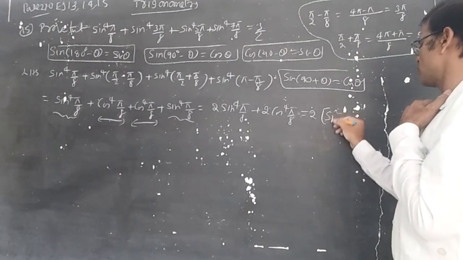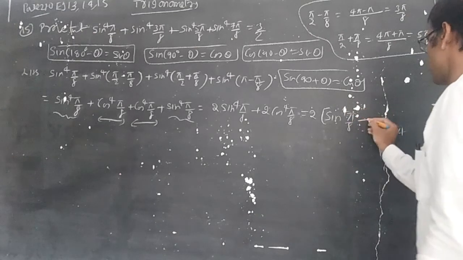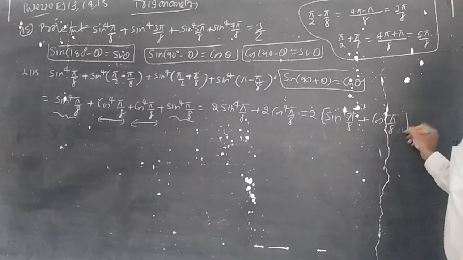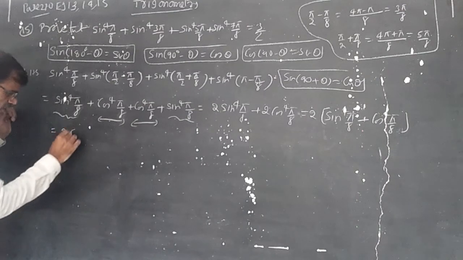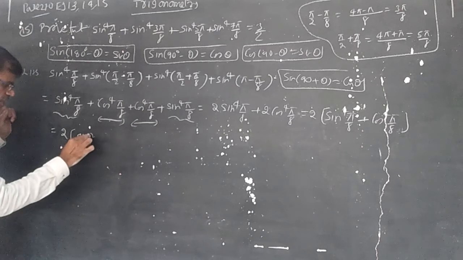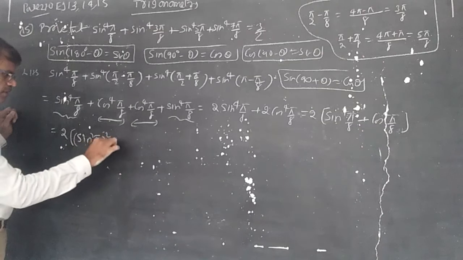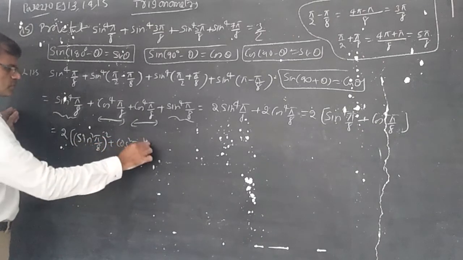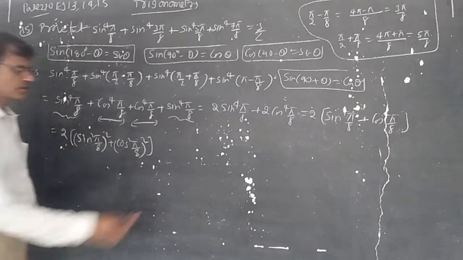Whenever you are taking 2 common, here you can write sin power 4 within the brackets: 2 into sin power 4 pi by 8 plus cos power 4 pi by 8. That is equal to, next step, sin power 4 can be written as sin square pi by 8 whole square plus cos square pi by 8 whole square.